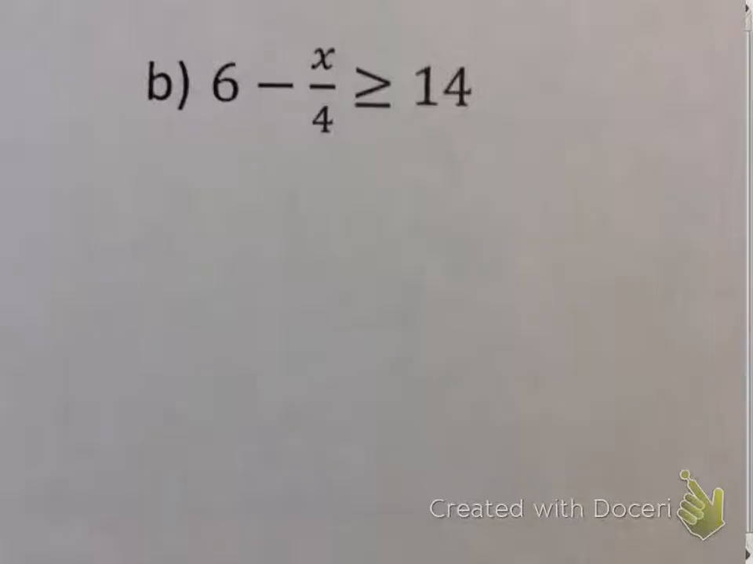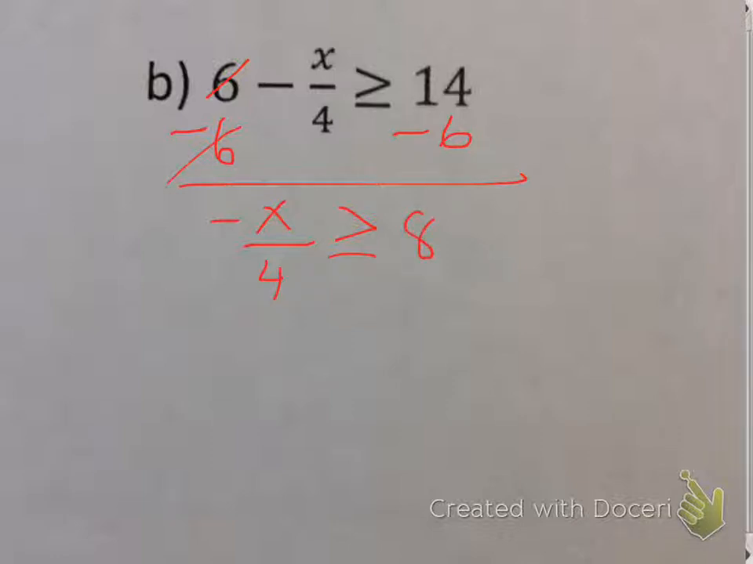Okay, our next inequality here is 6 minus x divided by 4 is greater than or equal to 14. So again, just like when we were solving equations, I want to look at what I've got to get rid of. Here's my variable right now. So I've got to get rid of that 6 that's hanging out over there. So the very first thing I'm going to do to get rid of that 6 is subtract it to the other side. So 6 minus 6 cancels to 0. I'll have a negative x divided by 4 on this side, is greater than or equal to, and then on the other side 14 minus 6 is 8.